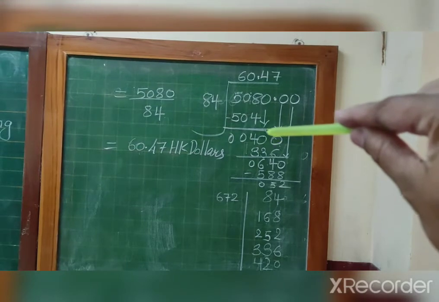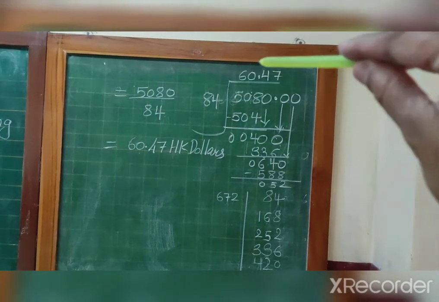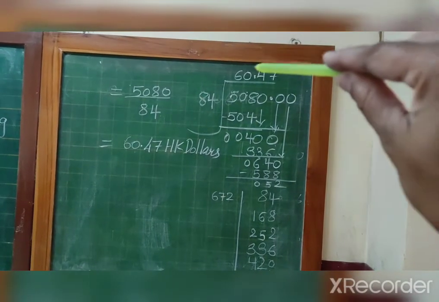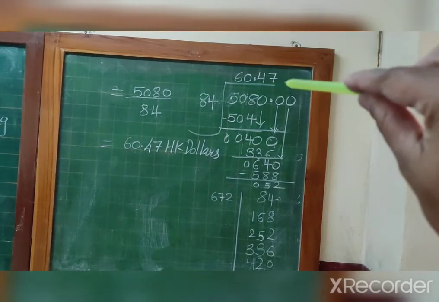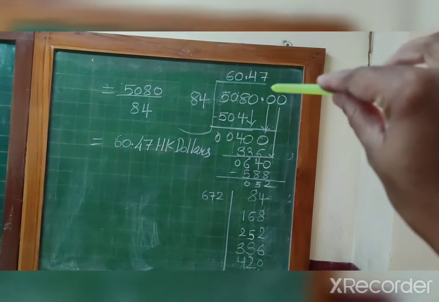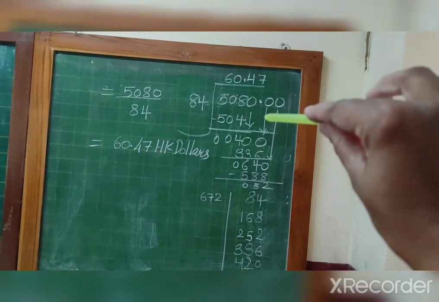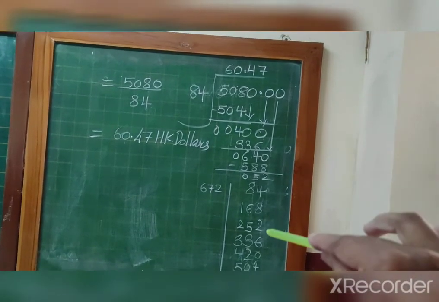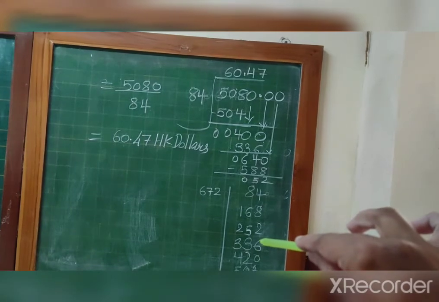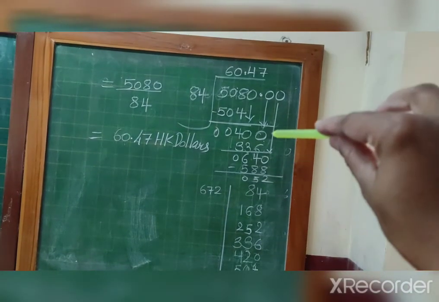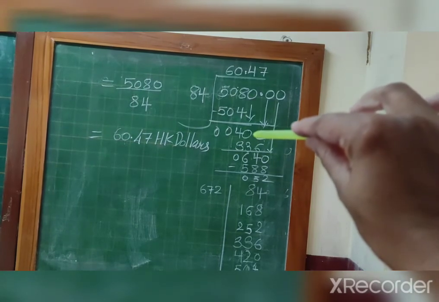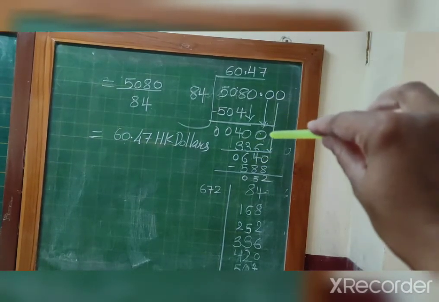Division is not possible because 40 is less than 84. So we will put here 0. Division is not possible. And then after no number is there, so we take the decimal, and this 0 we put here. So bring down this 0. So 400. That means in 5 times we are getting 420. So 4 times we will divide. So 10 minus 6 is 4, and 9 minus 3 is 6, and bring down this 0.